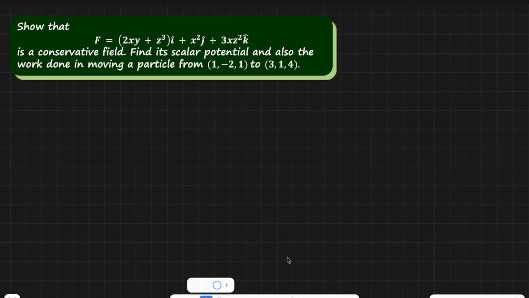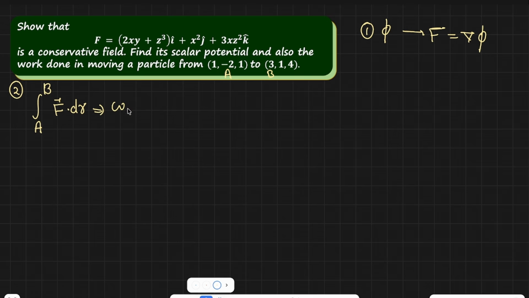Now come to the next question. In this question, check whether f is conservative. It is given that if f is conservative, then find out the scalar potential function and also find out the work done in moving a particle from point a to point b. So our simple problem statement is this. First target is find out phi. Phi is nothing but f, which is delta of phi. We can easily get it, we have solved the previous problem. And second is find out the integral from a to b of f dot dr. This is called work done.